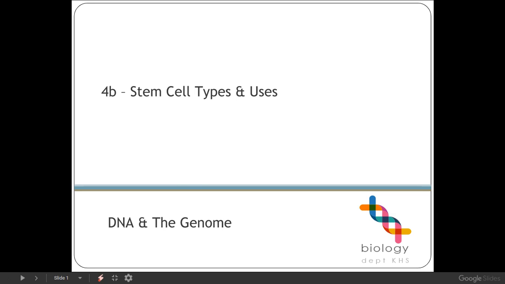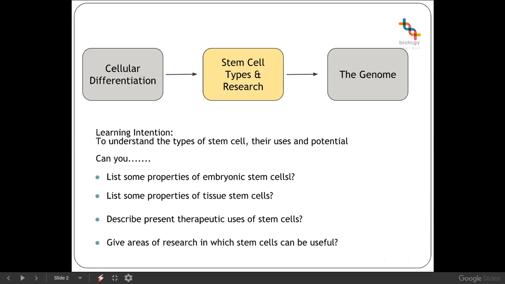Hello and welcome to this lesson for higher biology, which is going to be focusing on the different types of stem cells that we have and the potential uses we have of those different stem cell types. So previously we've looked at the need for cellular differentiation and what we mean by a stem cell. Today we're going to look at the types of stem cell, their uses and their potential.